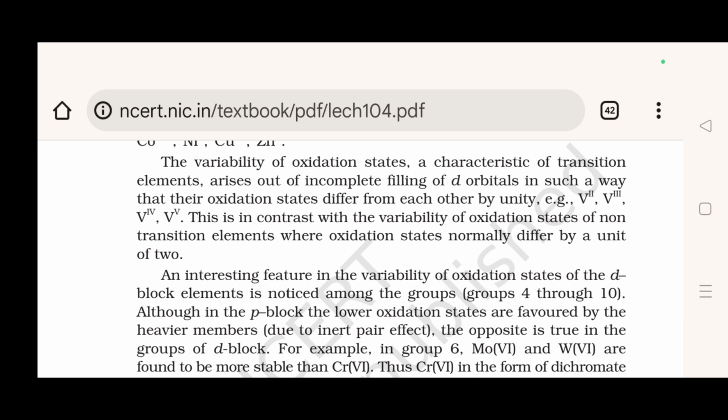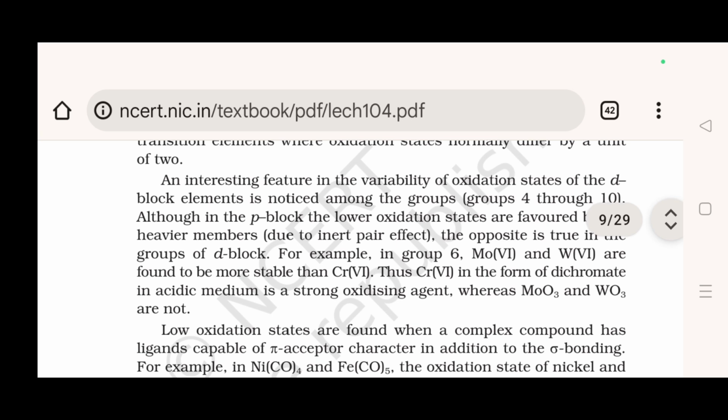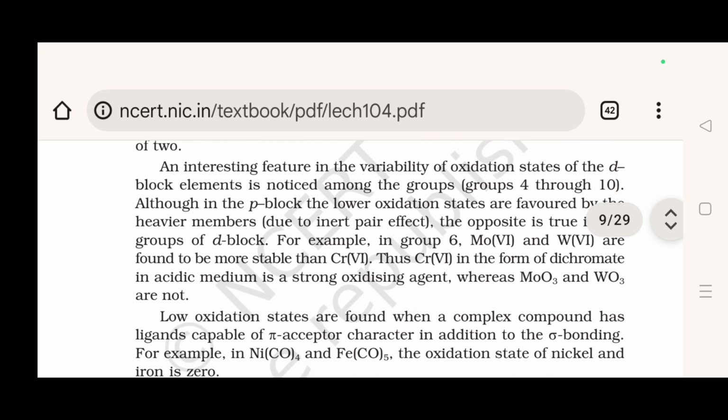This is in contrast with the variability of oxidation states of non-transition elements, where oxidation states normally differ by a unit of 2. An interesting feature in the variability of oxidation states of the d block elements is noticed among the groups. Although in the p block the lower oxidation states are favored by the heavier members, the opposite is true in the groups of the d block.